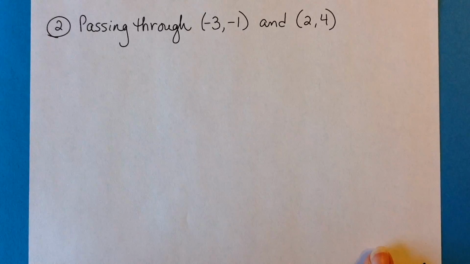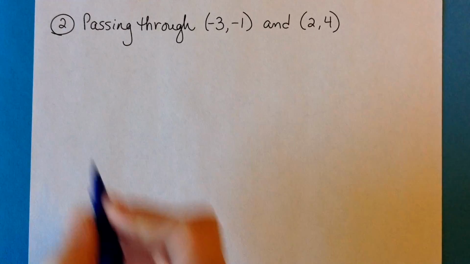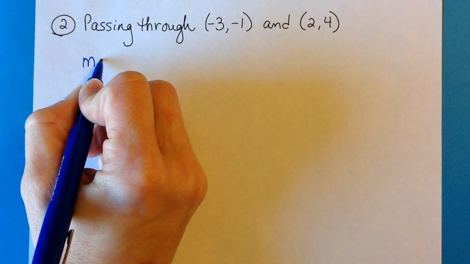All right, you're still asked to do exactly the same thing, but this time, instead of giving you the slope and 1 point, they're giving you 2 points. To be able to use that point slope formula, you have to know your slope. But if I know 2 points, then I can just use my slope formula to find that. So that's what I've actually got to do first.